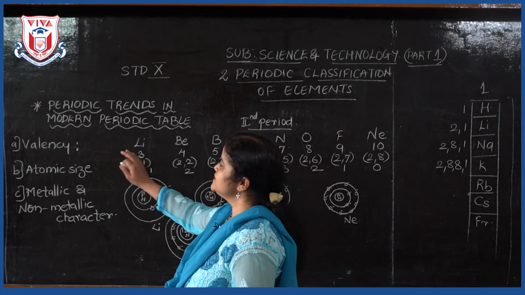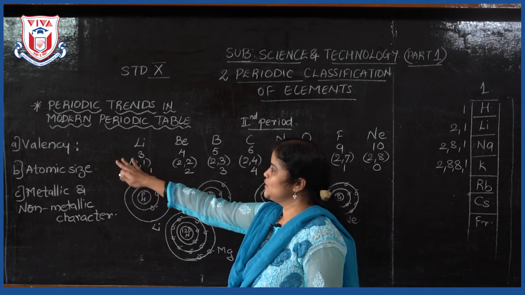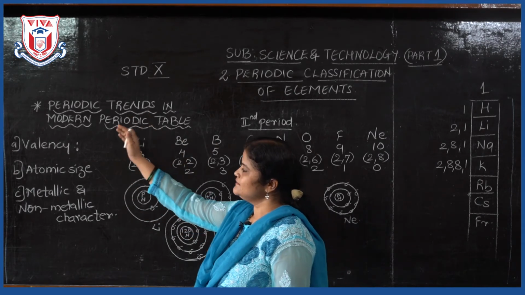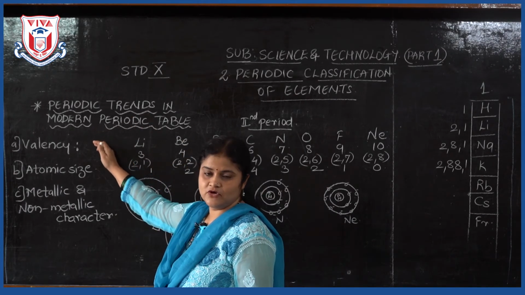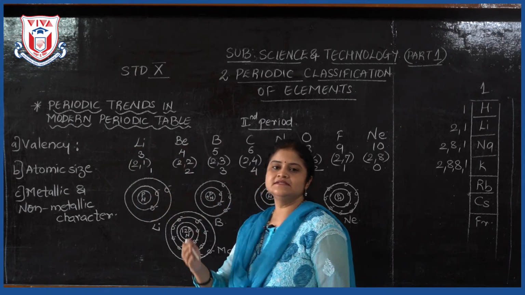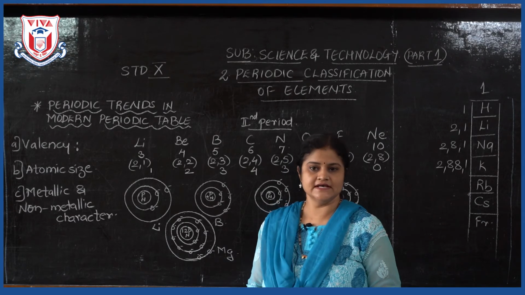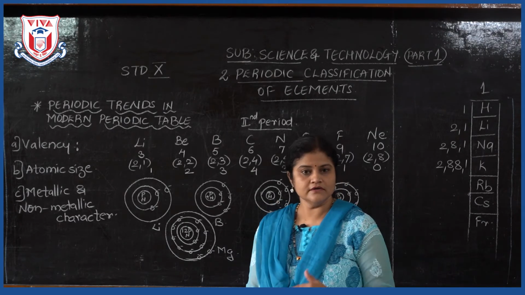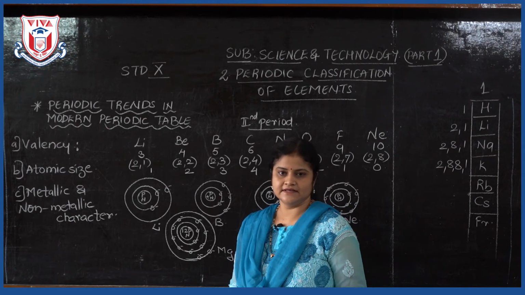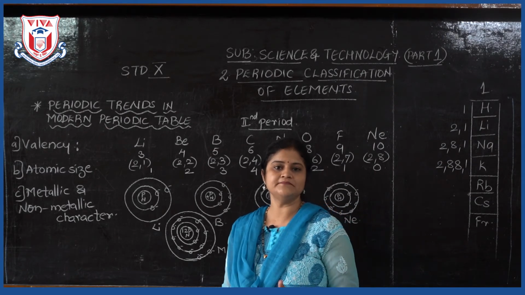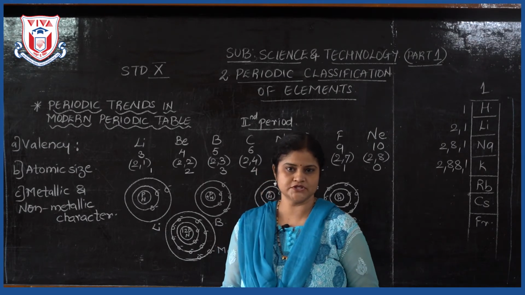Thank you. So in this topic, we are going to study about the periodic trends in the modern periodic table. Okay, in that the first subtopic is about valency. Exactly, valency is what we have studied already last year, that is the combining capacity of an element. Or valency can be determined by the number of valence electrons present in the penultimate shell or the outermost shell.